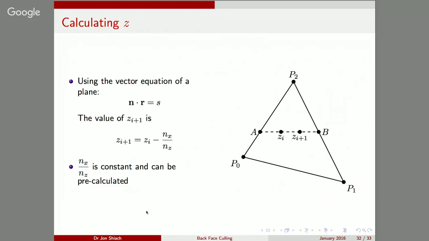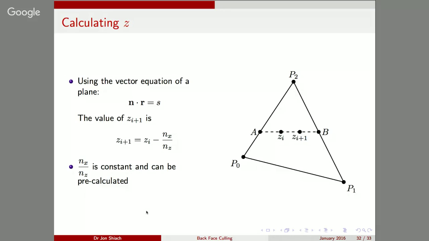Okay, well let's say N is made up of Nx, Ny, Nz, and let's say our R is X, Y, Z. We know what X and Y are. So let's say we're dealing with our pixels. We know the coordinates of x and y, and we need to know what the coordinate of z is. Now, if I multiply out this dot product, I'll get x times Nx plus y times Ny plus z times Nz equals S.